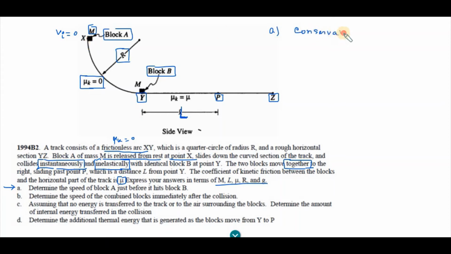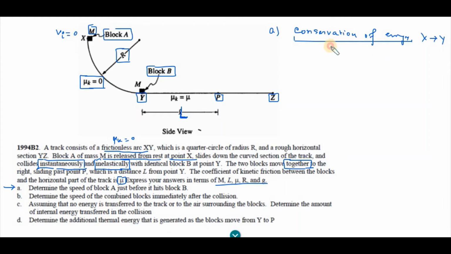Conservation of energy. By applying the conservation of energy in between the point X and the Y. So Y point I will be considering just before hitting with the block B. So in between the point X and the Y, at the point X, initially the block is in rest condition.